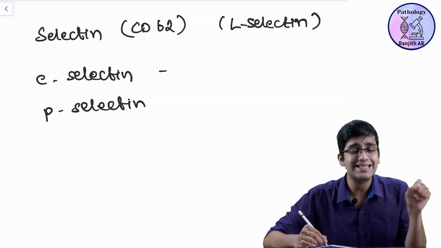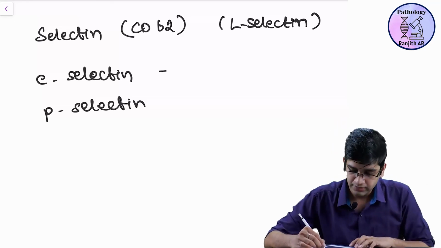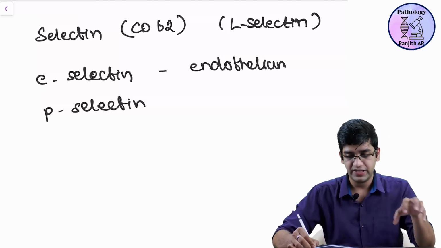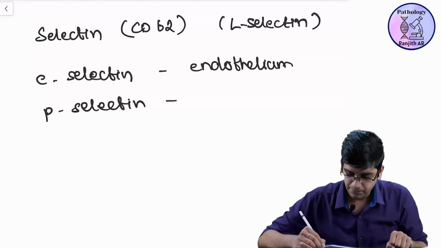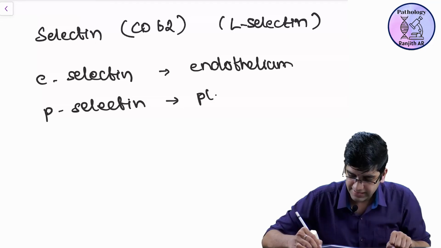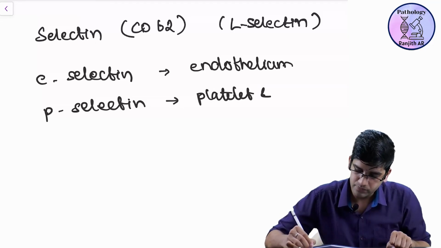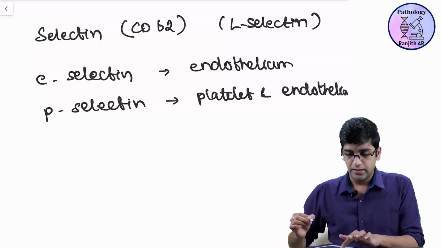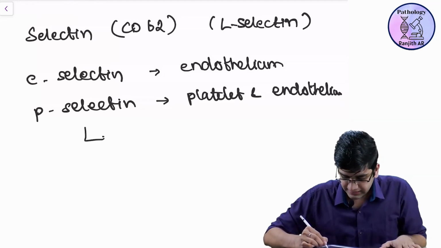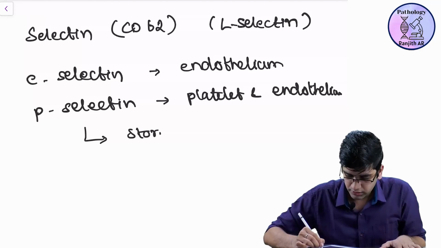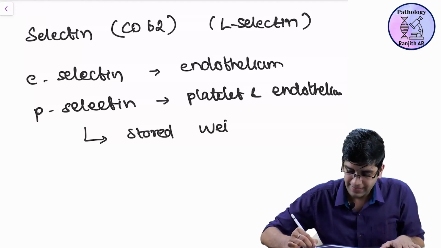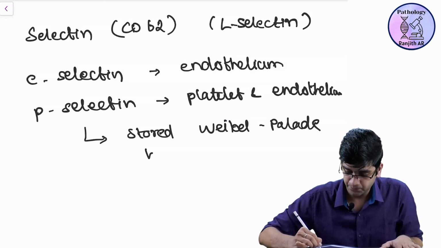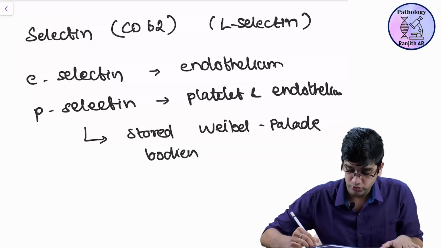So E-selectin, as the name says, is seen in the endothelium. I am just giving you the raw data, then we'll see how it happens in real life. P-selectin is seen on the platelet and endothelium. In the endothelium, P-selectin is stored in a body called Weibel-Palade bodies. This may be asked in an MCQ. In the endothelium, they are stored like that.